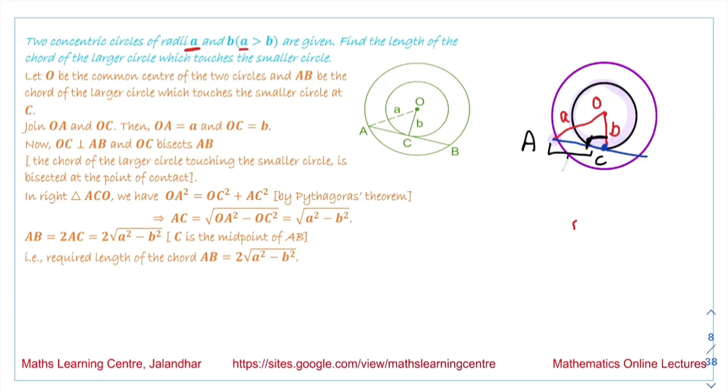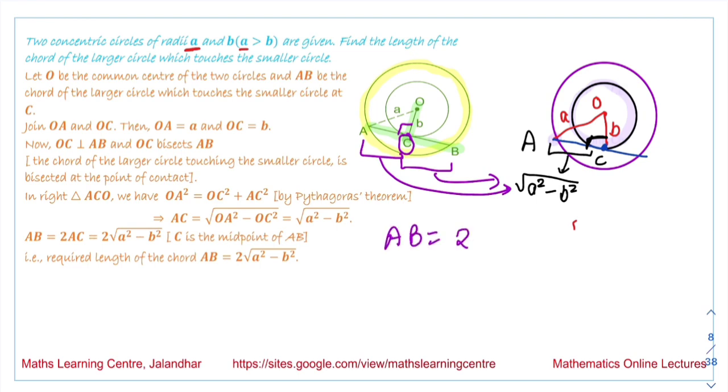So this length AC will be the square root of A square minus B square. Now if we look at this larger circle over here, for this larger circle, AB is the chord, OC is the perpendicular on this chord, and we know that C will be the midpoint of AB. This property we already know. So it means this length AC and this length CB are both equal to this value. So the total length of AB will be 2 times the square root of A square minus B square.